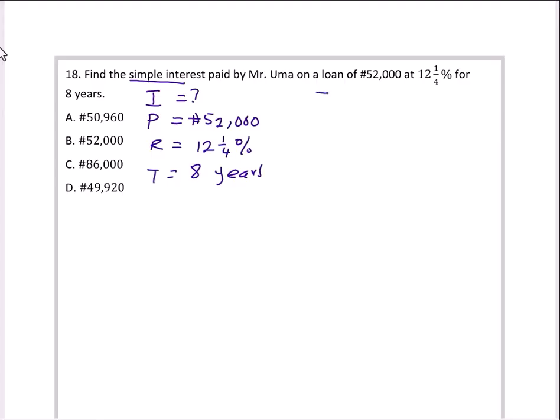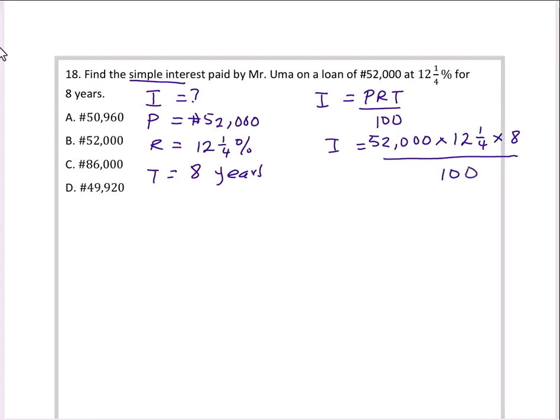Okay, so the formula for interest is PRT over 100, right? So interest is unknown, the principal is 52,000 multiplied by the rate, 12 and 1 over 4, and the time is 8, all divided by 100. So let's convert this to an improper fraction. So interest is equal to 52,000 multiplied by 4 times 12 is 48 plus 1, that's 49 over 4, multiplied by 8, all divided by 100.